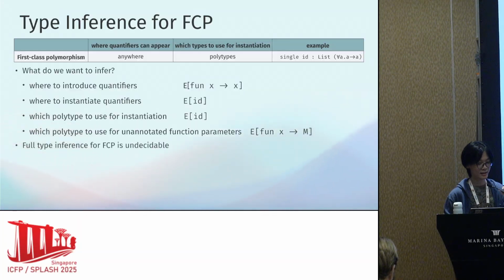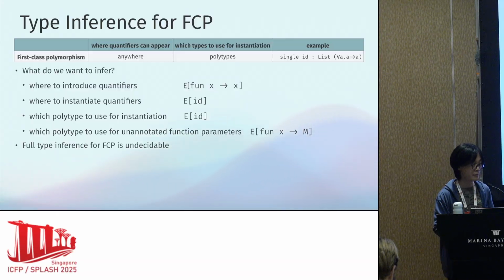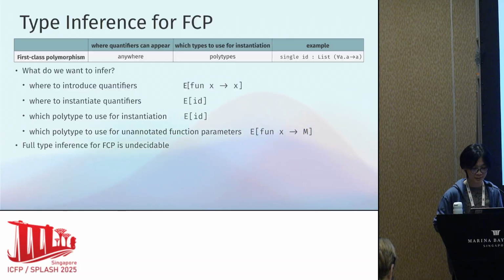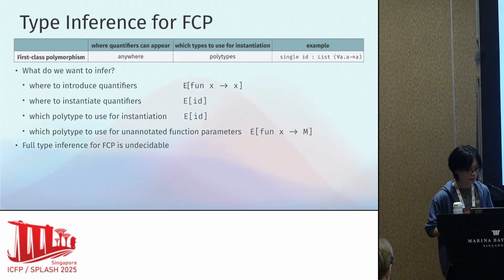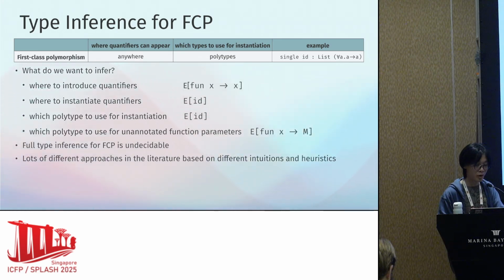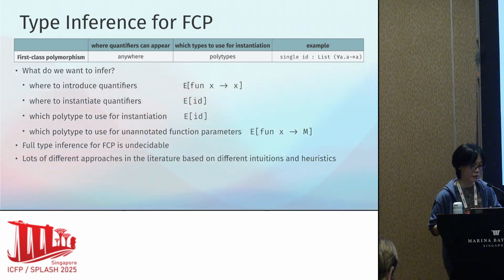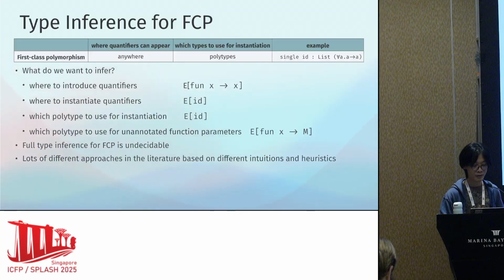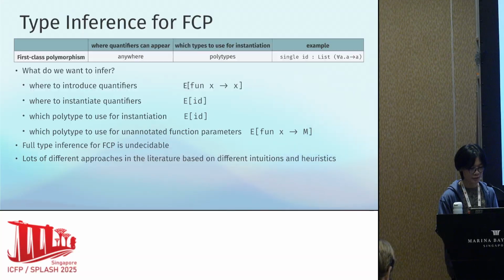But unfortunately, type inference for first-class polymorphism is undecidable. This is a well-known result in the literature. And because it is an undecidable problem, there are lots of different approaches in the literature using different intuitions, heuristics or algorithms to approximate type inference for first-class polymorphism.